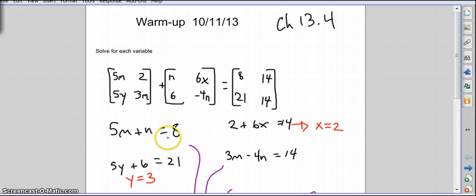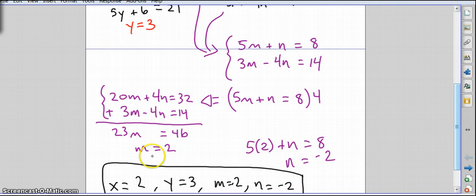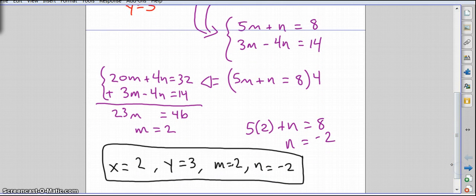Now I have two equations with two variables, and I can solve that as a system of equations. So I group them together. I decide to use the elimination method, so I multiply the top equation by 4, distributing 4 to all three terms. I end up with 20m plus 4n equals 32. Take the 3m minus 4n equals 14, add straight down, and I get m equals 2. After I know m equals 2, I plug it in for m into this equation right here. Solve for n, I get n equals negative 2. And now I list all my answers in one nice, easy to find location: x equals 2, y equals 3, m equals 2, and n equals negative 2.